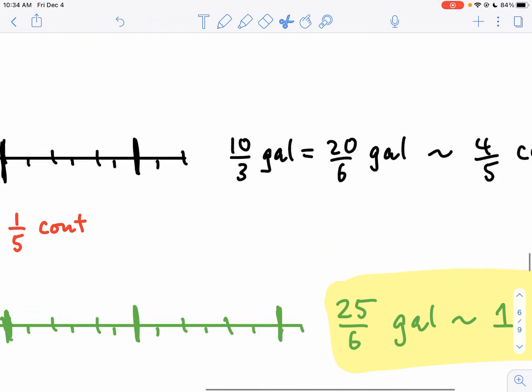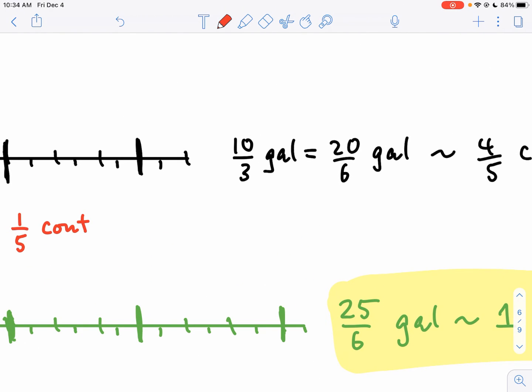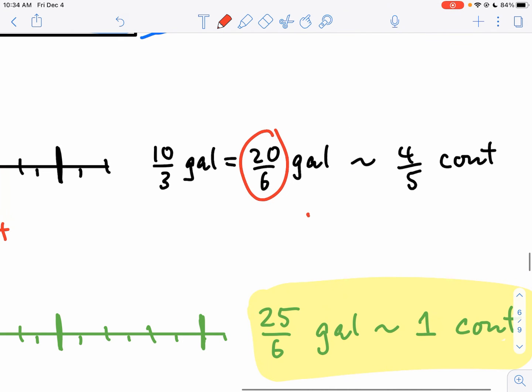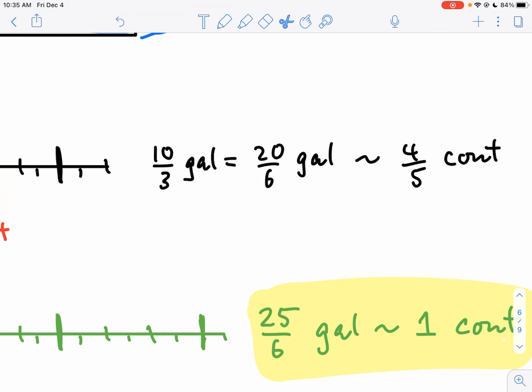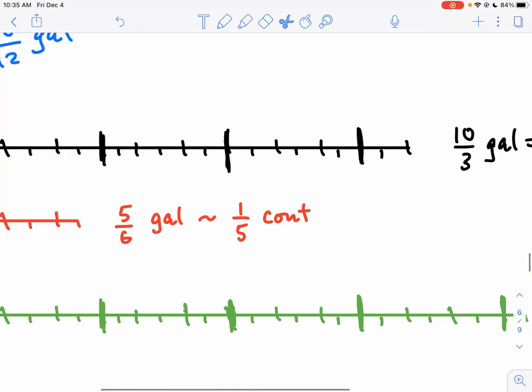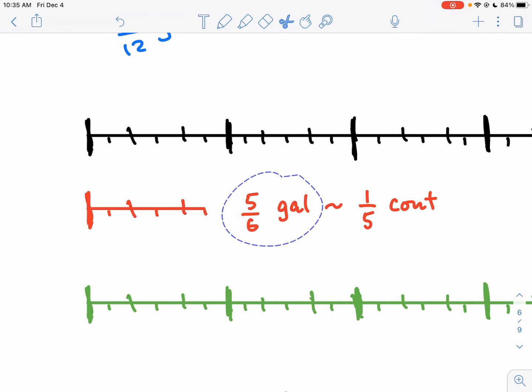Anyway, I scaled up, or I rewrote 10/3 as 20/6. The reason I did that is because that 20 is easy to divide by 4. So we have now that 20/6 gallons corresponds to 4/5 containers. So I know I want to do 1/4 of 20/6. 1/4 of 20/6 is easy. That's 5/6. So 5/6 corresponds to 1/5 of a container.